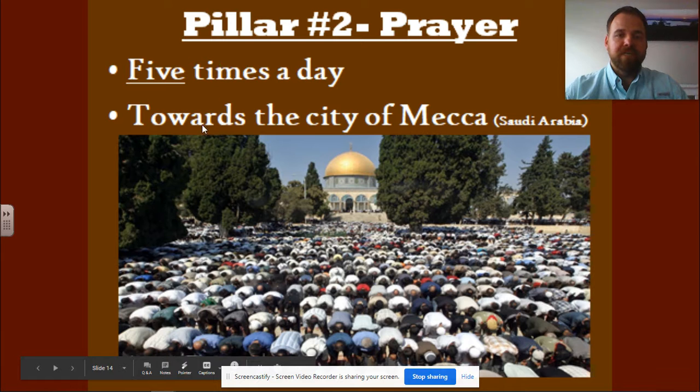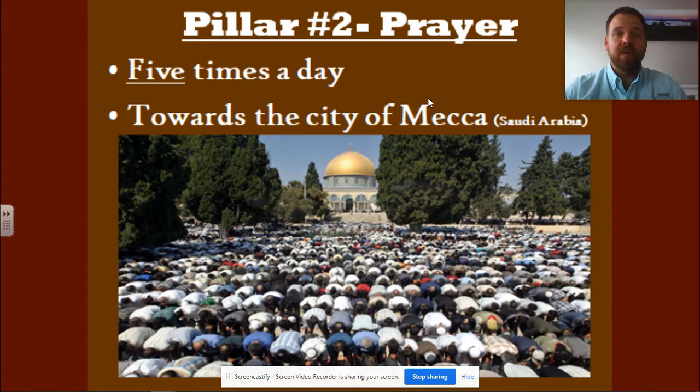Another stipulation is that they have to face towards the city of Mecca, which is in the country of Saudi Arabia. You might remember the boy in the cartoon or in the comic strip talking about Mecca, and that's where they go on the Hajj. And this is true. Mecca is seen as the holiest city in all of Islam, so they're supposed to not only pray 5 times a day at specific times, but they're supposed to be, wherever they're at in the world, facing towards Mecca.